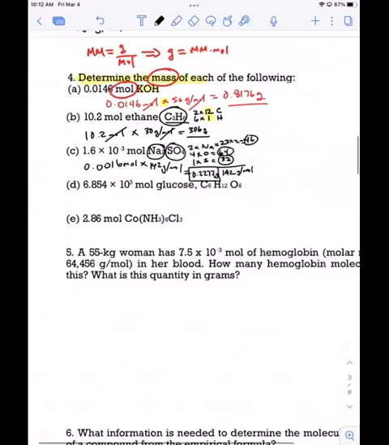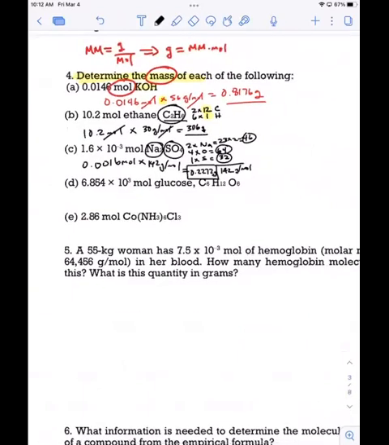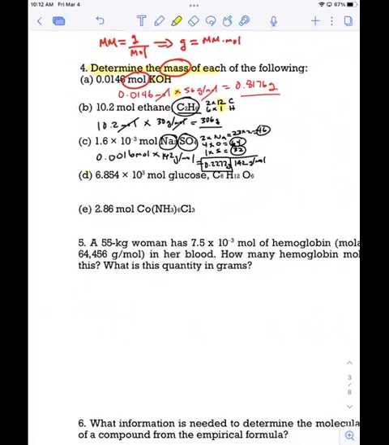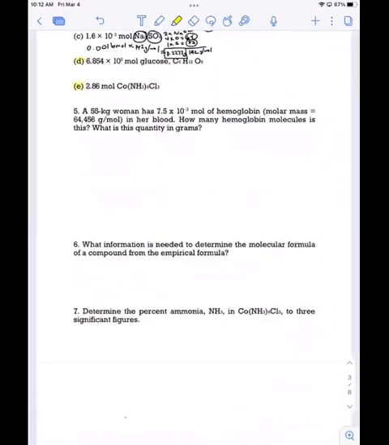Right. So the key to questions like this, if it gives you the mass and the molecular formula, is just figuring out what the molar mass is. Once you do that, then the rest is cake. It's just multiplying the moles and the molar mass together to get grams. All right, so you can work on D and E. Let's go to the next problem.